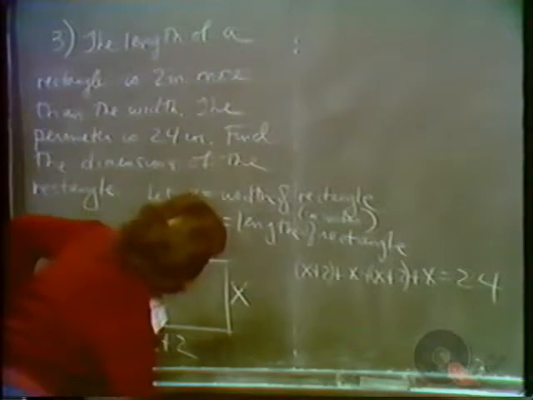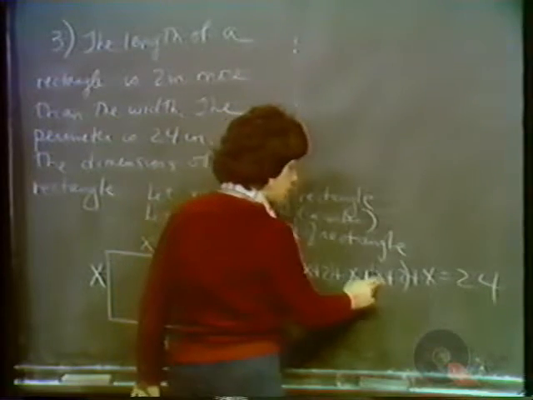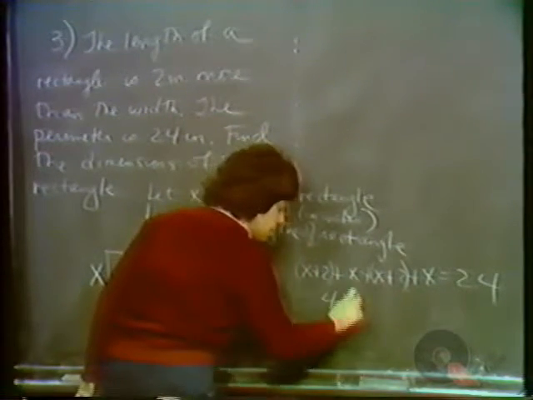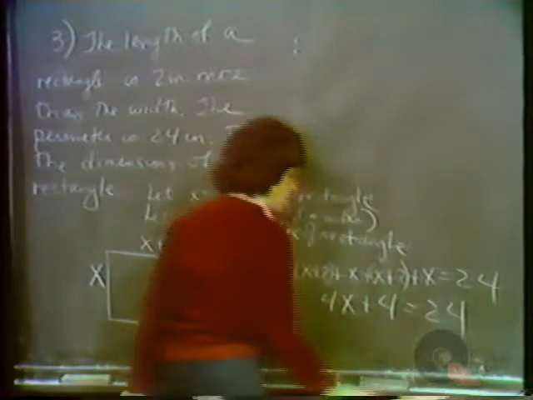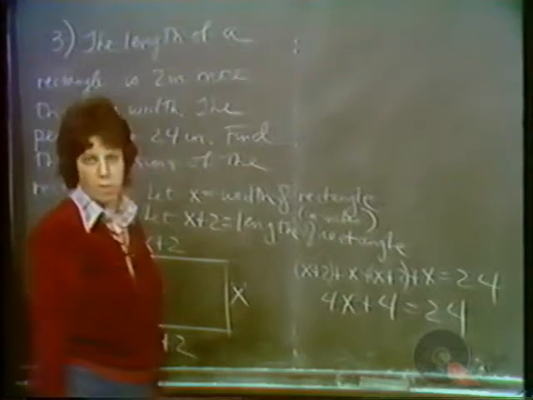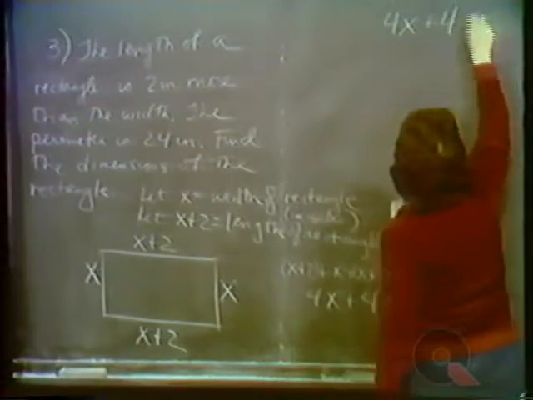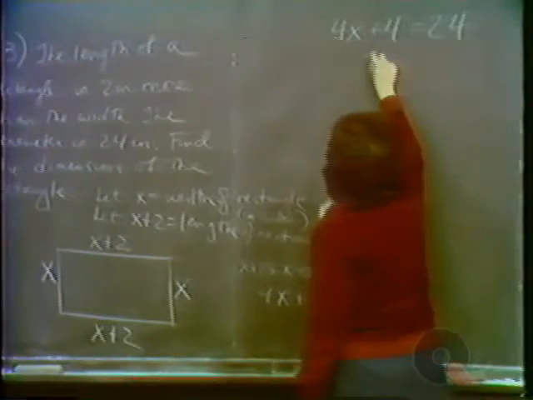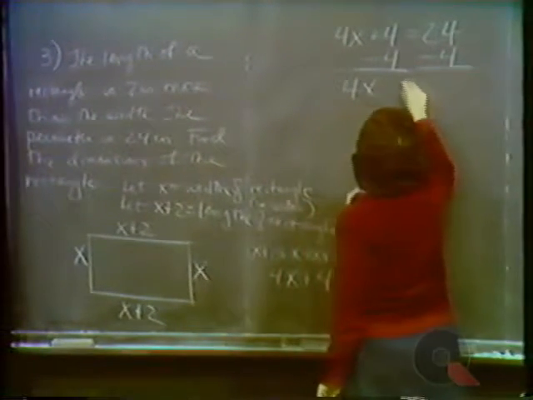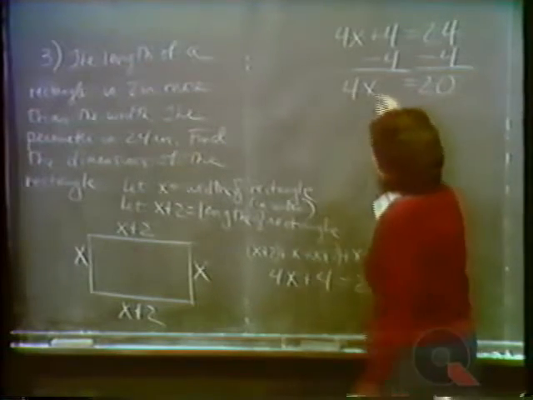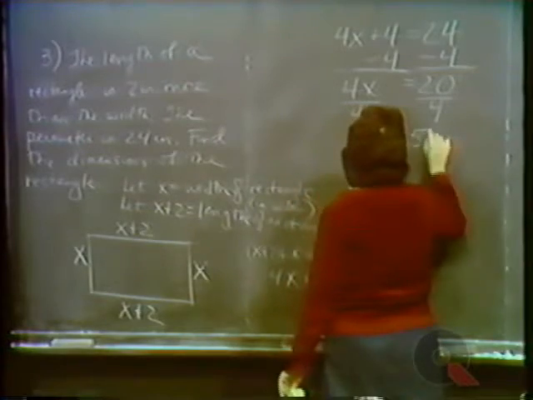Okay, let's collect the like terms on the left side of this equation. We have x plus x plus x plus x, 4x, 2 plus 2 plus 4 equals 24. 4x plus 4 equals 24. Let me rewrite that here. 4x plus 4 equals 24. We will subtract 4 from both sides of the equation, giving us 4x equals 20. Divide both sides of the equation by 4, giving us x equals 5.